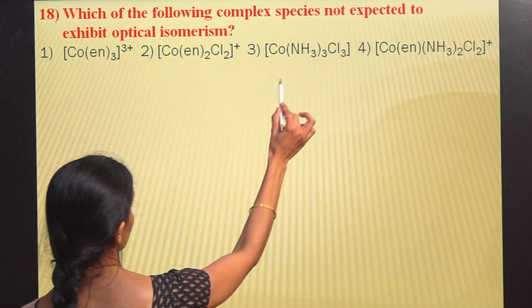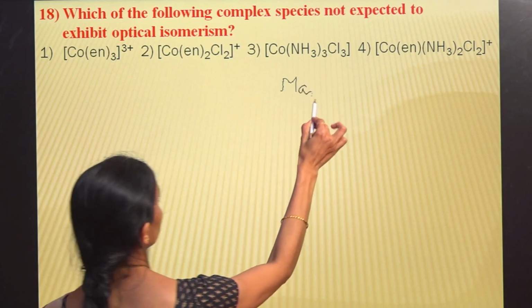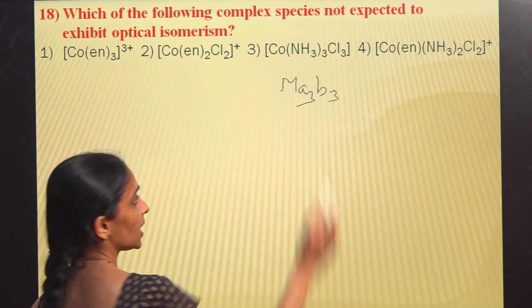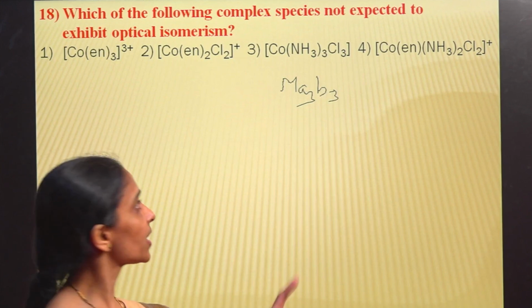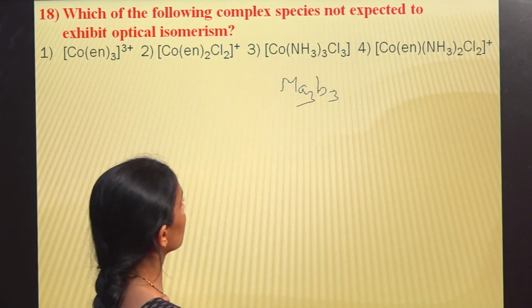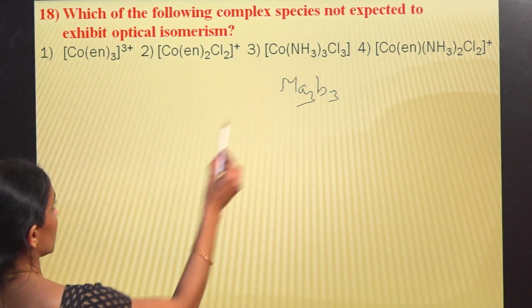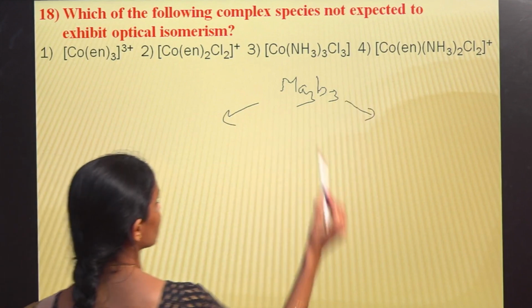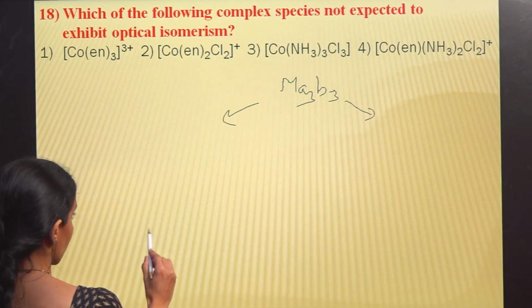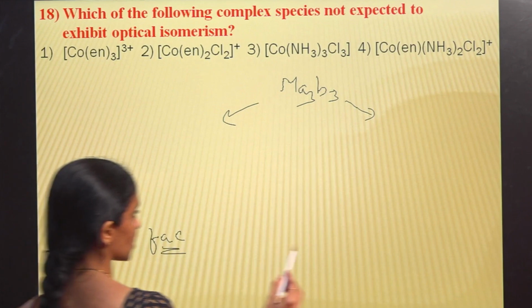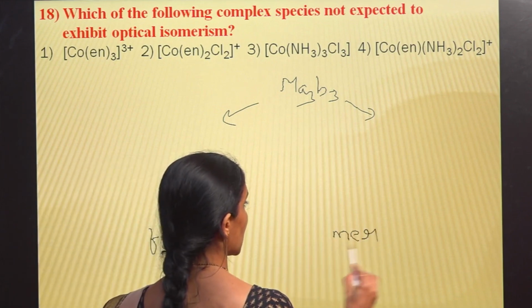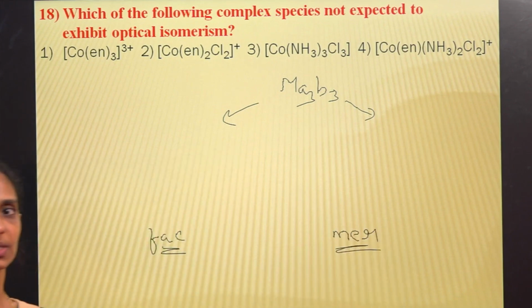The third complex is of the form MA3B3. Here there are no bidentate ligands; all are monodentate ligands. So it is of the MA3B3 form. It can actually show cis and trans isomerism, but we do not call them cis and trans. Instead, we call them facial and meridional isomers.